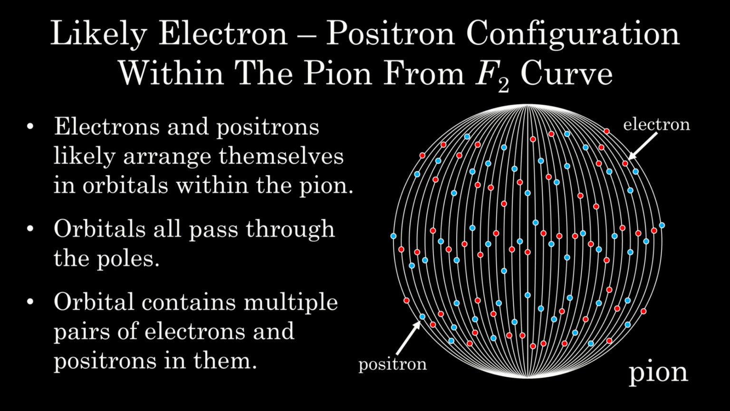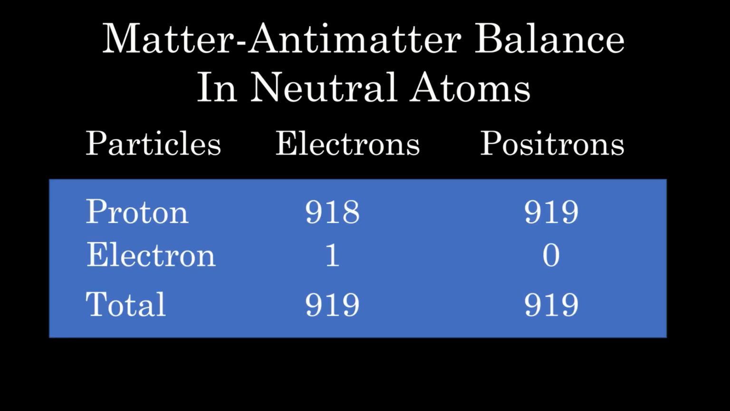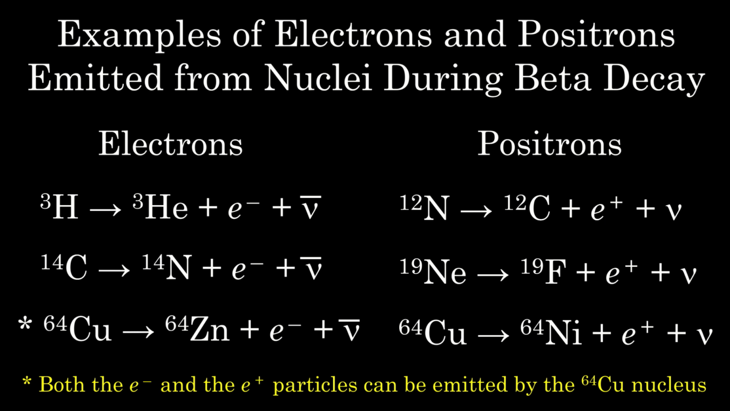So, if every proton has 919 positrons and 918 electrons in it, and every proton in existence has a matching electron, then assuming neutrons, being neutral, are made of the same number of electrons as positrons, based on neutron decay, likely 920 each, there is an equal number of electrons and positrons, matter and antimatter, in the universe. While this may sound far-fetched, given what we are taught, recall that, during beta decay, both electrons and positrons appear to exit from the nucleus.